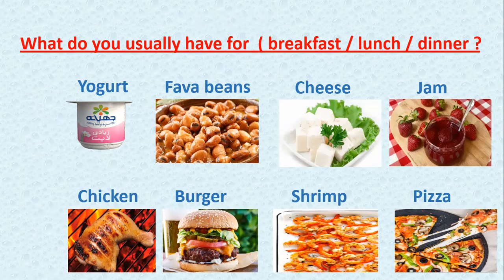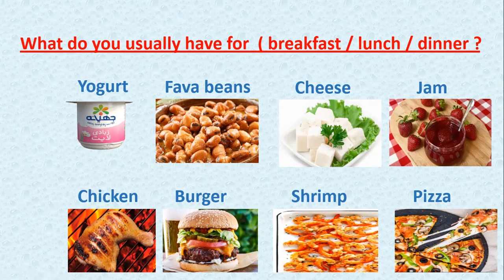With the same items, we can have, for example, yogurt for breakfast, or at night before going to sleep. We can have yogurt for dinner as well. And we have fava beans, our traditional dish here in Egypt. After we wake up, we have fava beans.